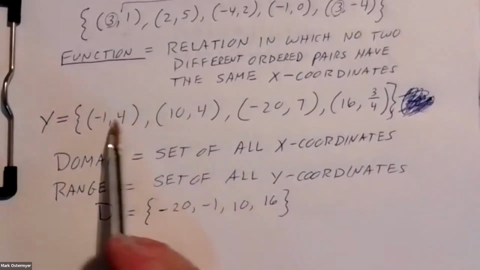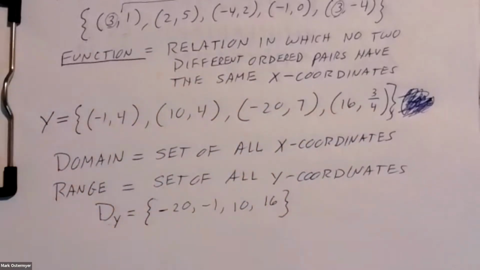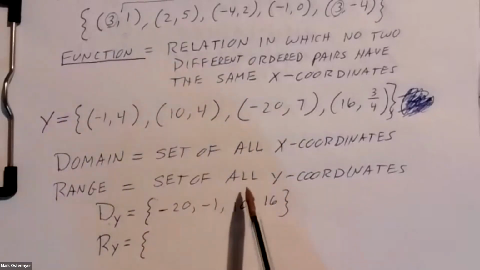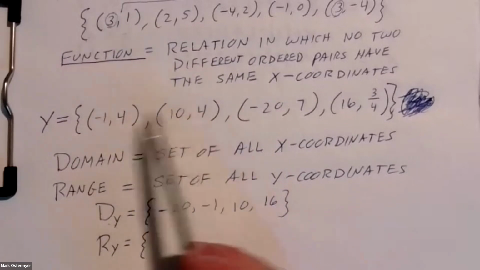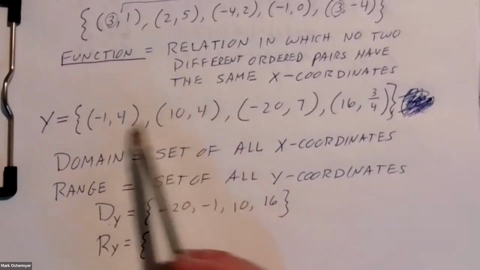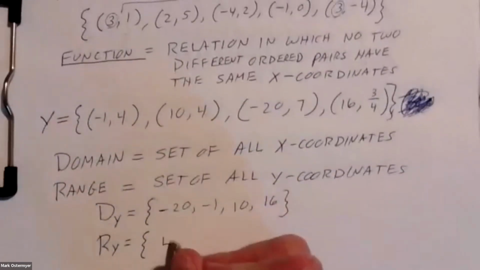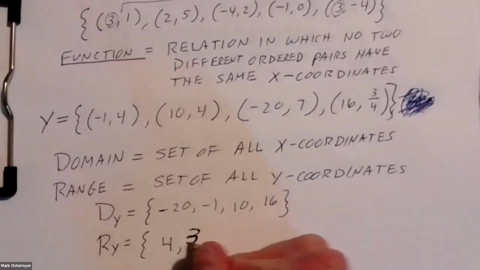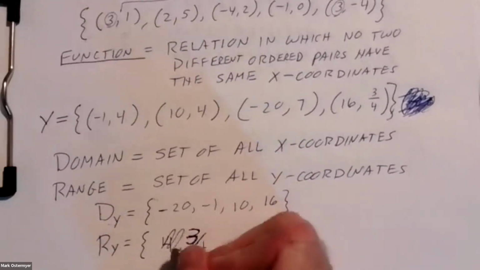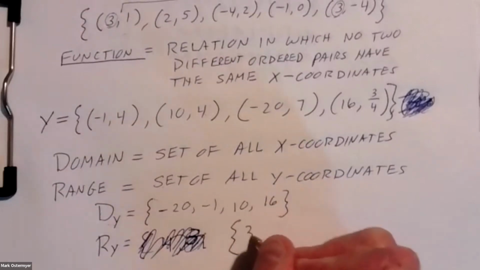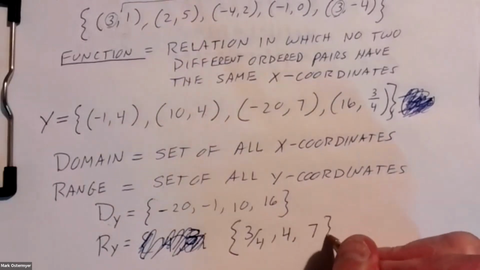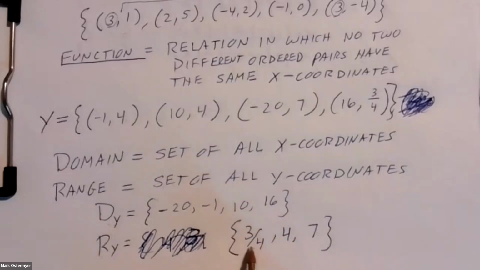That would be the domain of that function. It's just a set consisting of all x coordinates of all the points in the function, or all the ordered pairs in the function. The range of this function, denoted as R sub y, R for range, is a set of all y coordinates. Now, 4 is a duplicate y coordinate here between two different points, but just because it repeats twice, we don't have to repeat it twice in the range. We just list it once. So we got 4. We would probably have 3/4 next. You want to put these in order from smallest to largest, because your author normally does. We would have 3/4, then 4, and then 7. That would be the range of that function. Just a set consisting of only y coordinates, okay?